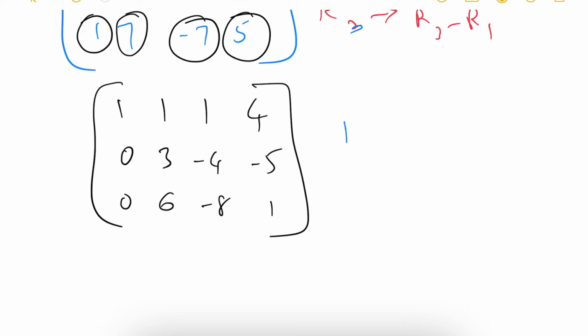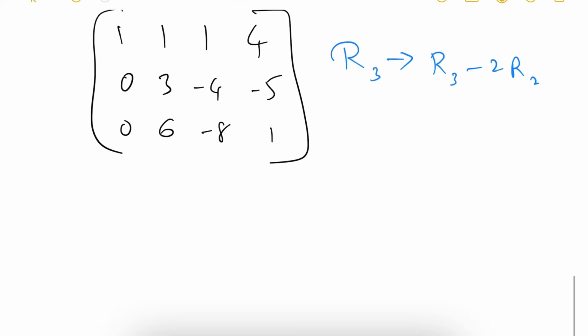I will try to change R3. So R3 I will change to R3 minus 2 R2. So first row as usual 1 1 1 4. Then second row also as usual 0 3 minus 4 minus 5. Then R3 we will write it as R3 minus 2 R2. So 0 minus 0 is 0. 6 minus 2 3s are 6, 6 minus 6 is 0 again. Minus 8 plus 8 is 0 again. So next, 1 plus 10, it will become 11.